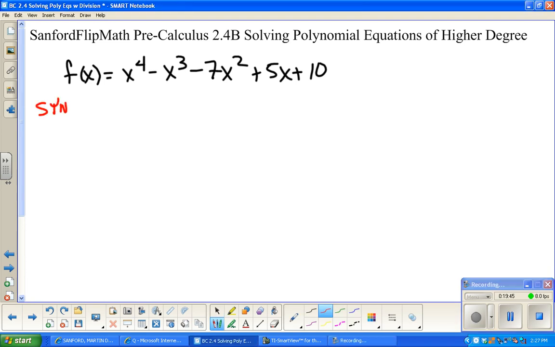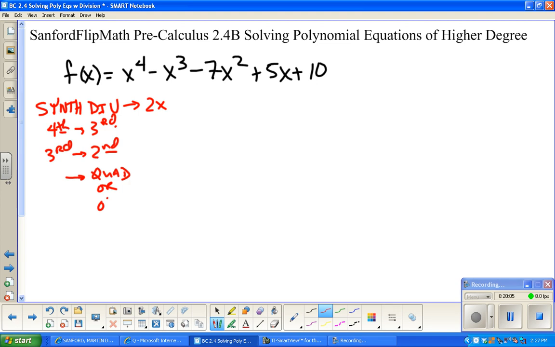And again, it doesn't have to be synthetic division, it can be long division. We're going to do synthetic division twice. Once we'll take it from a 4th degree to a 3rd degree, then we'll take that third degree, do it again to get it to a second degree, and then we can do like quadratic formula or some other method, okay?